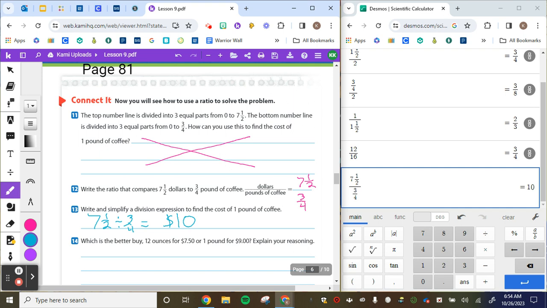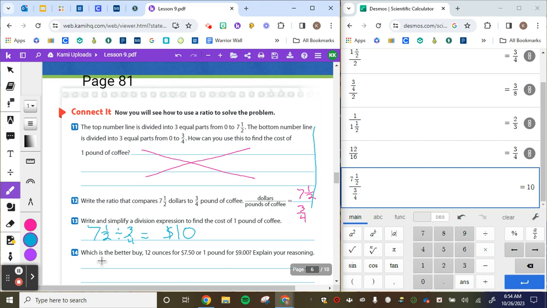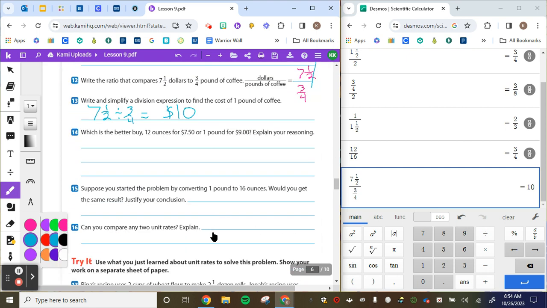So which one was the better buy? Give me 1 second to get that to scroll right. Sorry about that. So the other coffee that she could have bought was $9 for 1 pound. The coffee that's on sale is $10 for 1 pound. So her original amount, that one that is $9 for a pound, it is the better deal. Why is it the better deal? Because it is cheaper. Where it says explain your reasoning, we just know it is cheaper per pound to buy the other one.